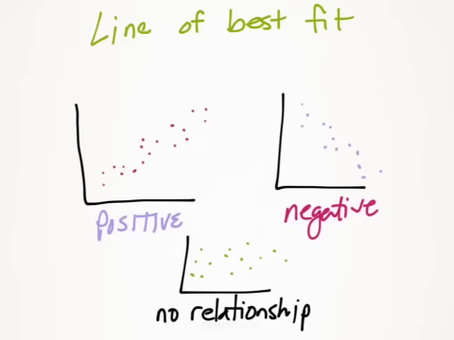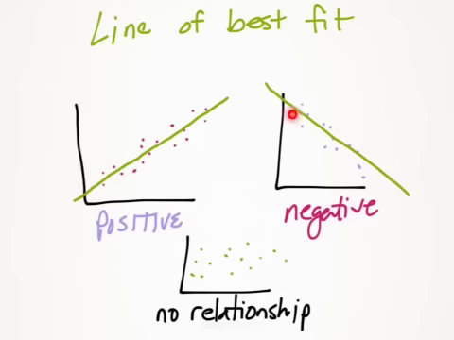Now, a line of best fit is going to try to divide the dots evenly on the top and bottom, or left and right, whatever the case may be. For no relationship, you're not going to have a line of best fit. Only for a positive relationship and a negative relationship. So this is what the line of best fit would look like for this particular example and this particular example.